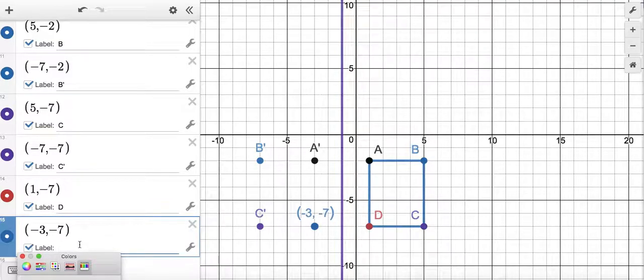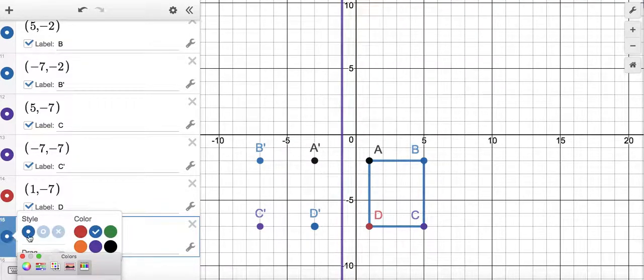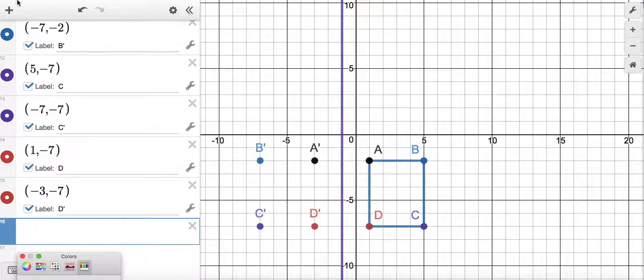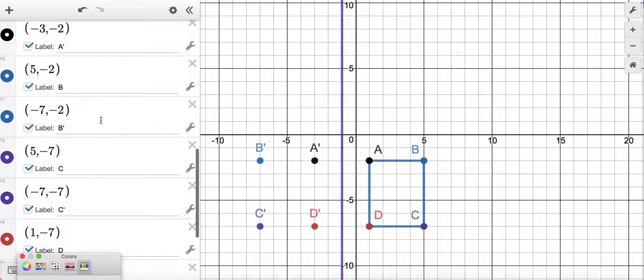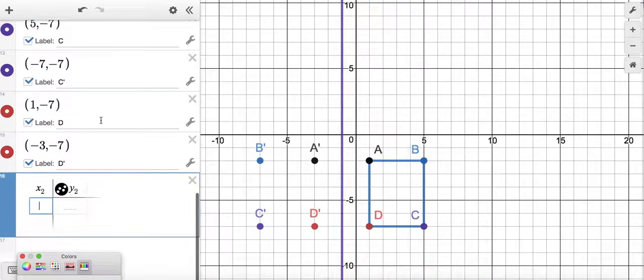Okay, and then we have that as D prime. So now we are complete. We want to put them all together. So using this calculator, the way I can put them all together is by putting all the points in a table. So I'm going to put my A prime is -3, -2.